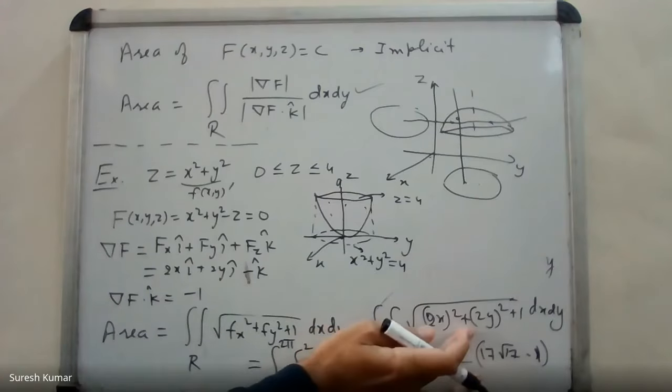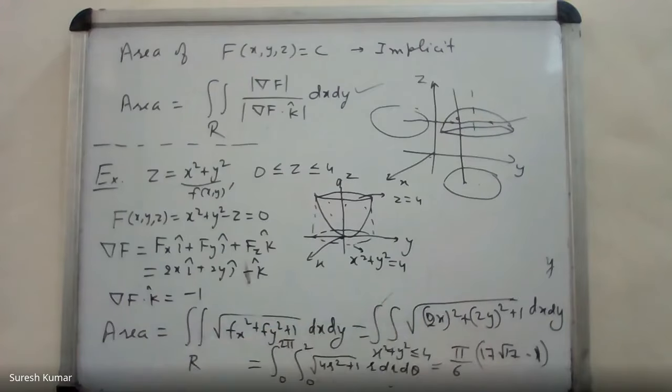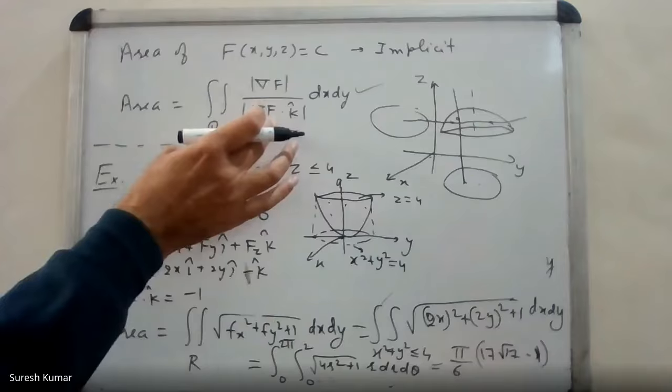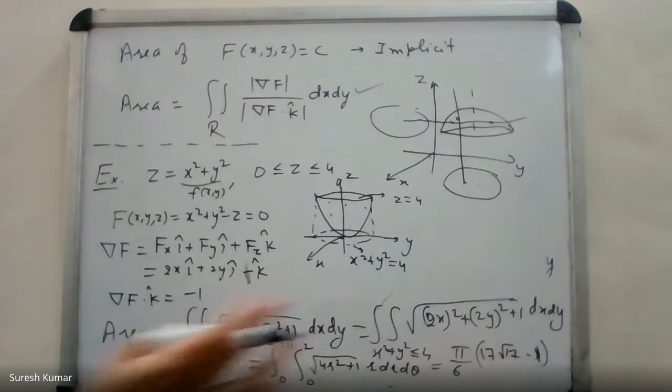Same as you are saying here. The magnitude of this vector is the same as you are saying here. And what is the magnitude of del f dot k cap? Plus 1. So when you put the values of these in this formula, you get the same double integral, am I right?